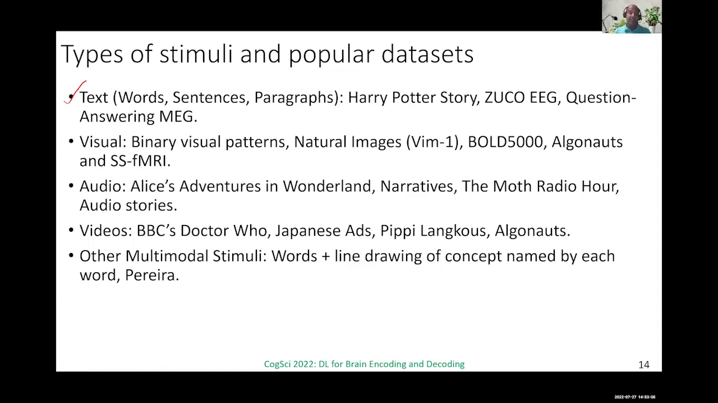There are visual data sets. In fact, initial experiments with the data in cognitive computation, computational cognitive science, neuroscience, sort of started with visual data sets, binary visual patterns, and then slowly graduating to natural images, images of scenes, images of particular objects and object interactions, and so on. Audio data sets, various kinds of stories like Alice's Adventures in Wonderland, narrative stories, as we'll see, and so on. Video data sets, different kinds of video data sets, and other kinds of multimodal data sets like words combined with images and so on.